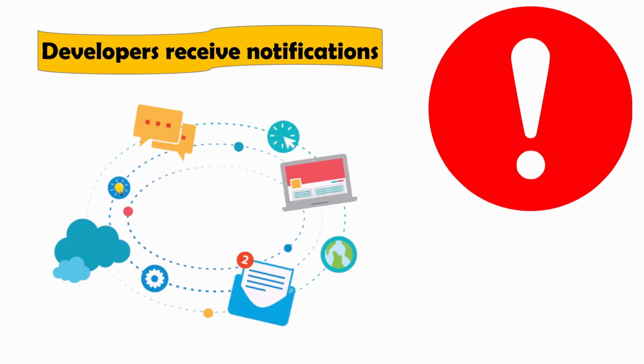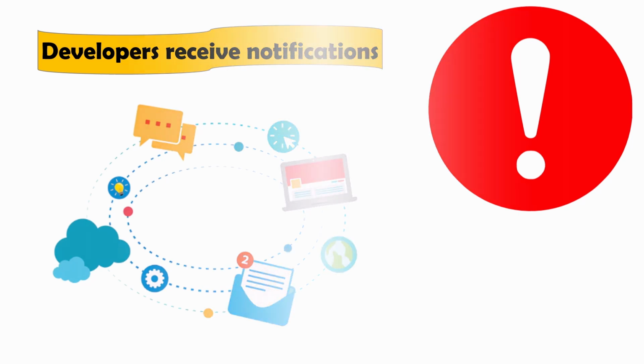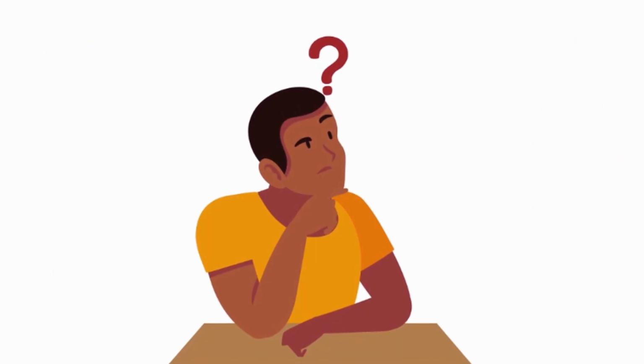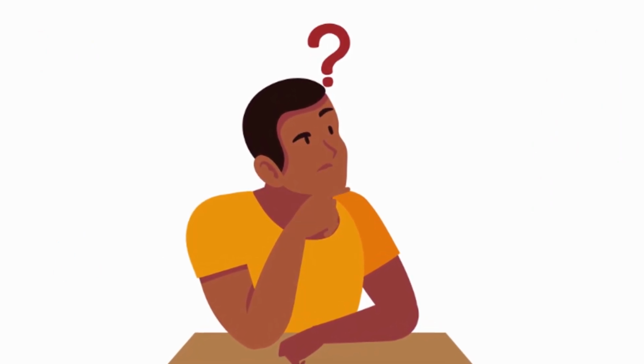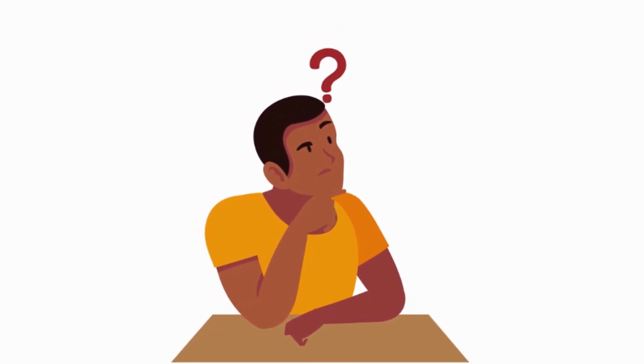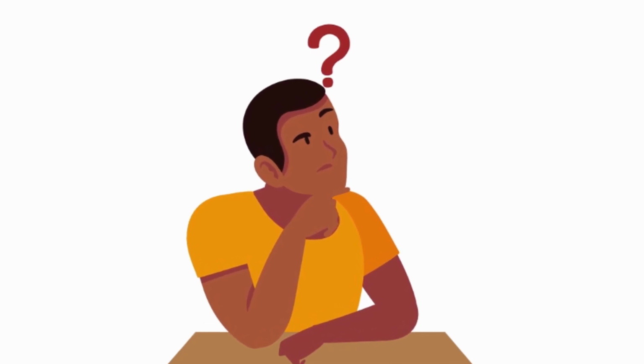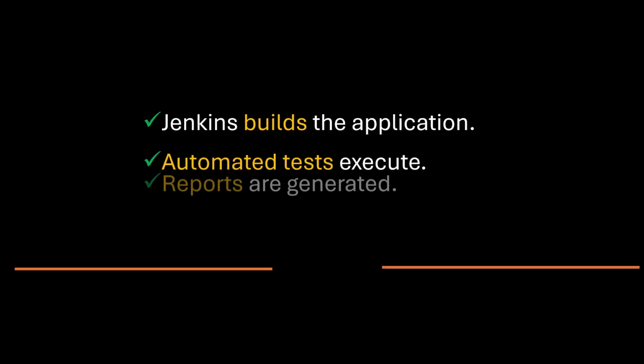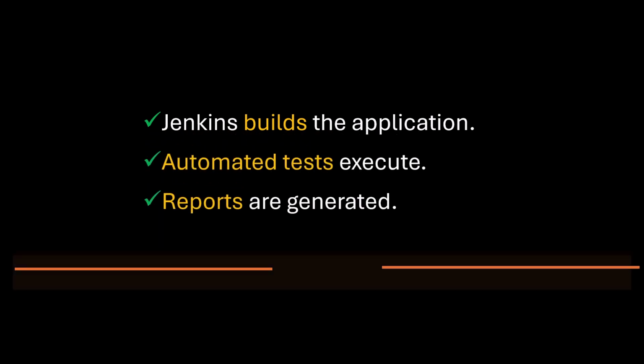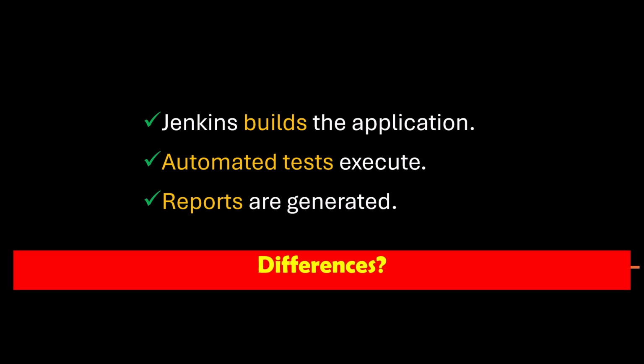So far we have discussed the continuous integration concept, but after software has successfully passed all the tests, what happens next? This introduces another pair of terms that often confuses the students, that is continuous delivery and continuous deployment. In both approaches, developers continuously integrate their code, Jenkins builds the application, automated tests execute, and reports are generated. So what is the difference? The difference appears only at the final stage.